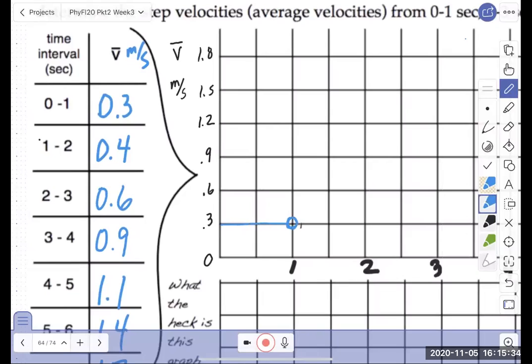Okay, more about that. So 0.4 is next. And now you do this along with me. I'm going to thicken that up a bit. Okay. 0.6. 0.9.